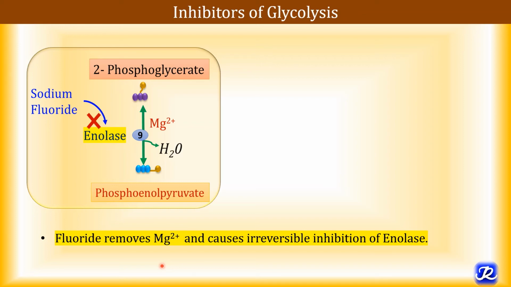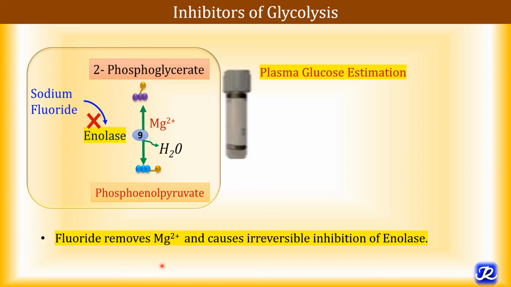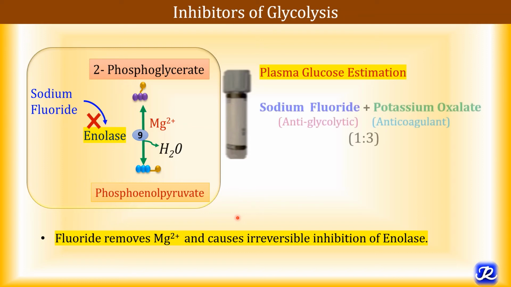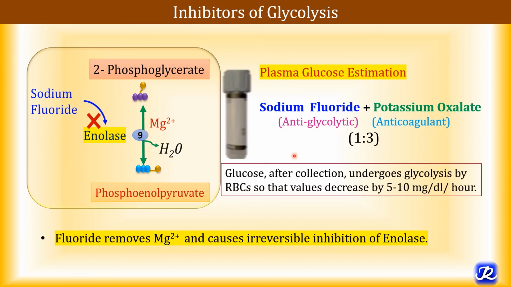Now why is this important? This is important in the estimation of plasma glucose. When we collect a blood sample for plasma glucose estimation, we use a tube having a grey colored cap, and this is also called a fluoride bulb. So what is there in this tube? There is sodium fluoride, which is an anti-glycolytic agent, and potassium oxalate, which is an anticoagulant, and it is present in the ratio of 1:3. And why do we add sodium fluoride? Why do we require sodium fluoride in this tube for plasma glucose estimation?